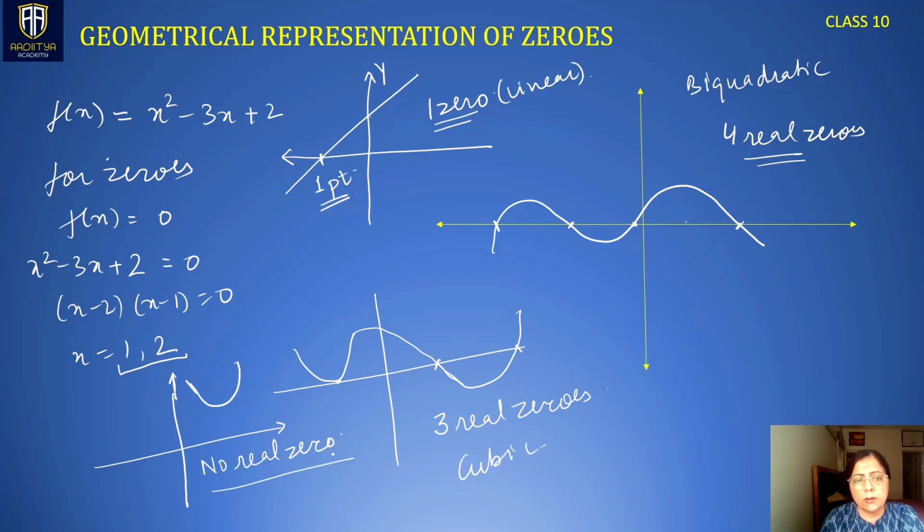Since we are concerned with real numbers only, we will not be looking for the complex zeros that we will be learning in class 11 or 12. So we are just restricted to real numbers. So by looking at this graph, since it is not cutting x-axis at any point, we can say that it has no real zeros. Right? So this we will be doing in the first exercise of our chapter. We have to find the number of zeros from a graph.